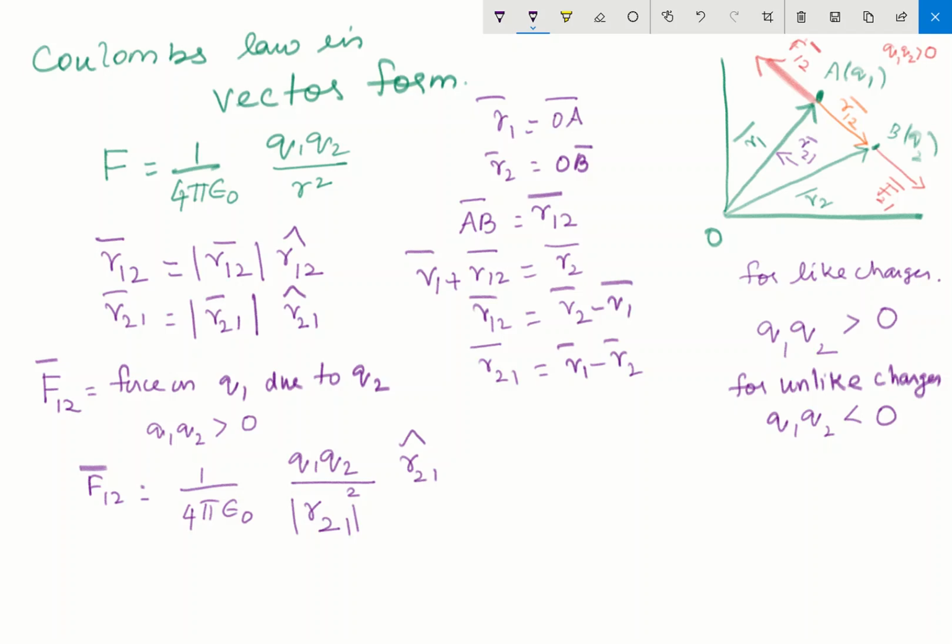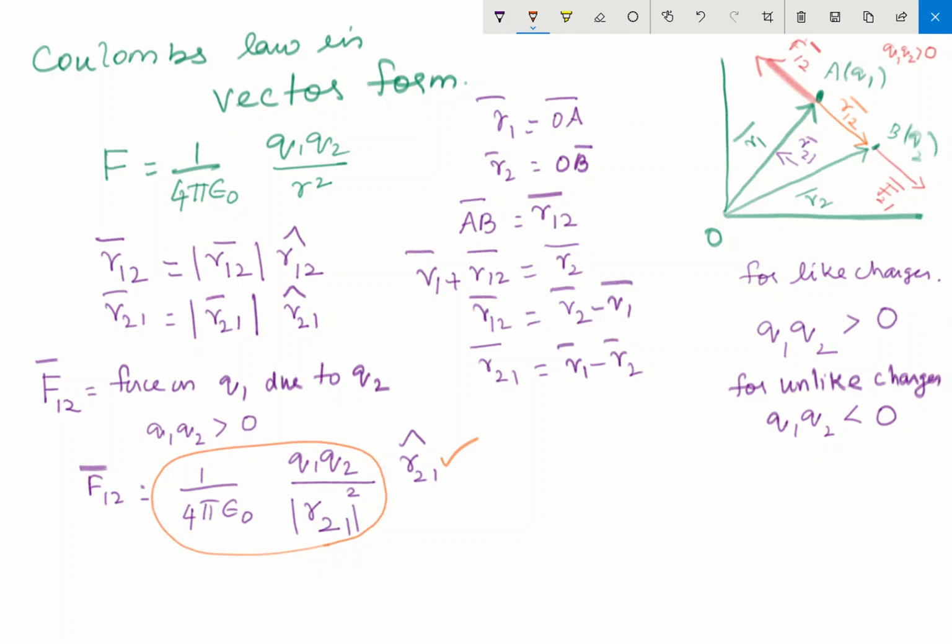Therefore, F12 is equal to 1 by 4 pi epsilon naught Q1 Q2 divided by R12. Very important. Sorry, not this R21. By 21, it is going this side. It is repelled from B. Therefore, it is going in the direction of R21. Therefore, R21 the whole square is just a magnitude. Let me show, because this is magnitude. Okay. And this gives you the direction. For magnitude and direction. So, is it clear? So, this is about force on Q1 due to Q2.